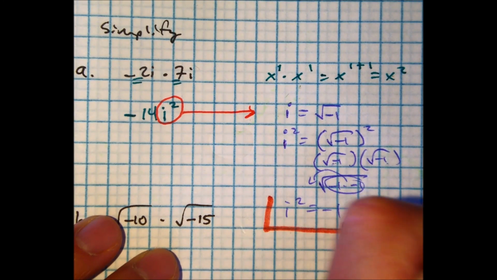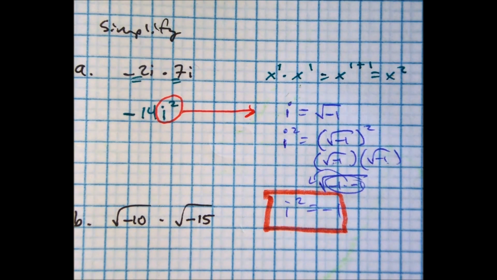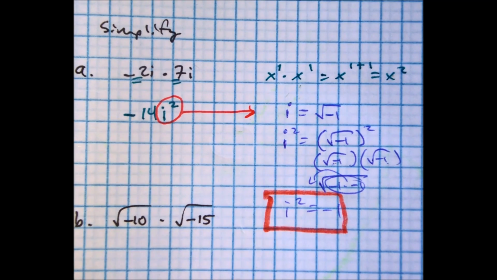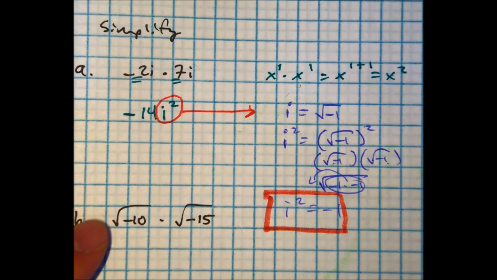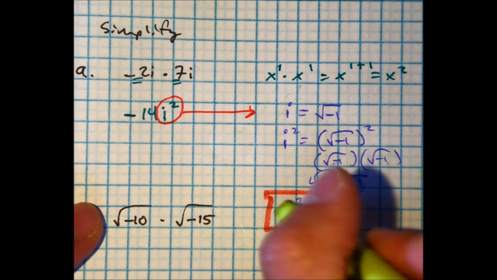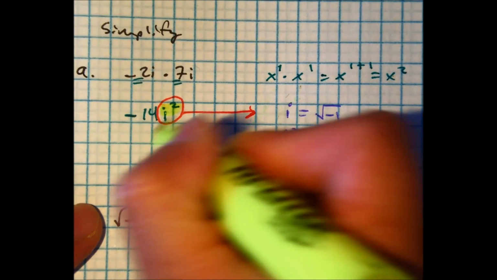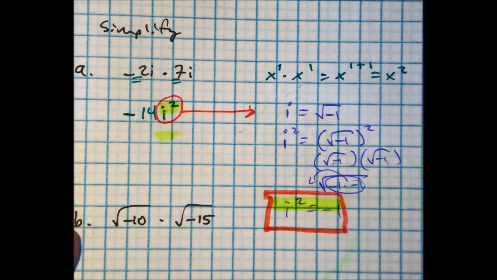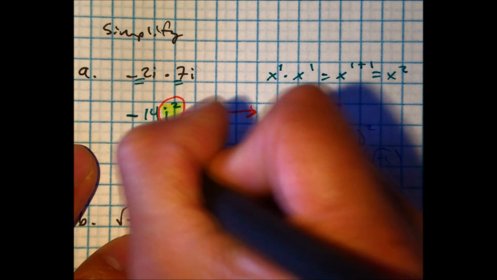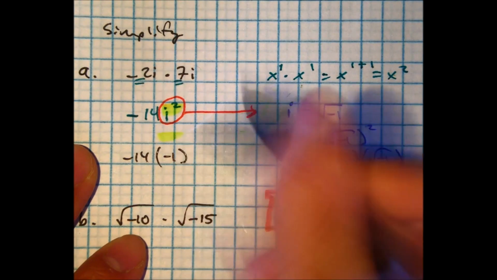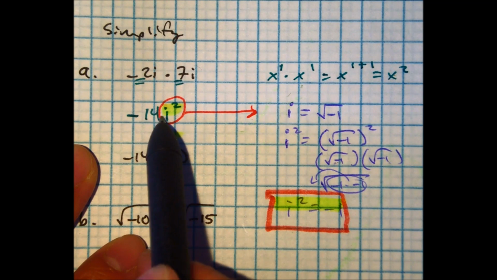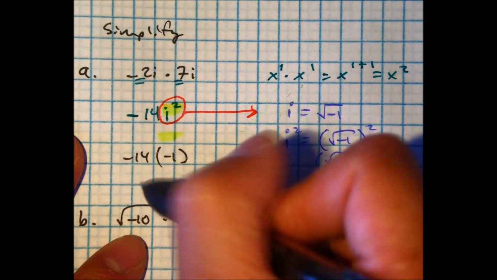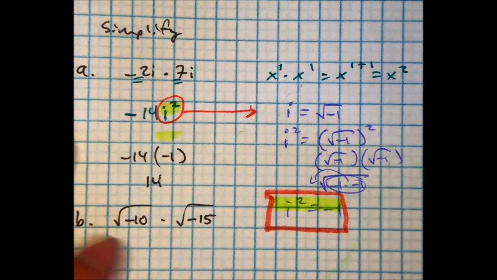This is the only thing you should be really paying attention to when you're multiplying complex numbers, is when you see that I squared. Class, I squared is equal to negative 1. Substitute it. Class, is that going to read negative 14 minus 1? No, that's going to read negative 14 times the negative 1, because look at the math operation. It was multiplication all along. And that becomes what? Positive 14.